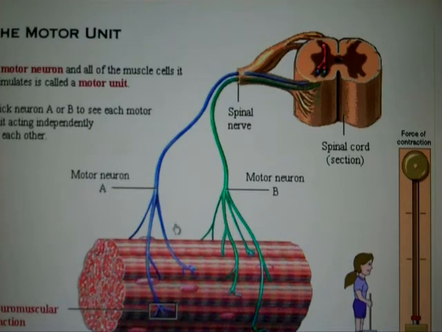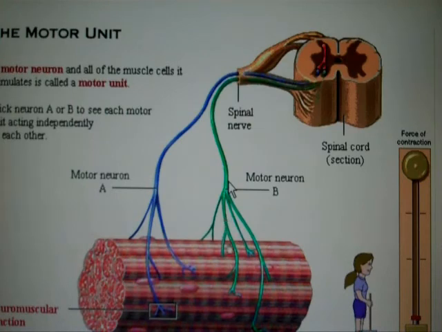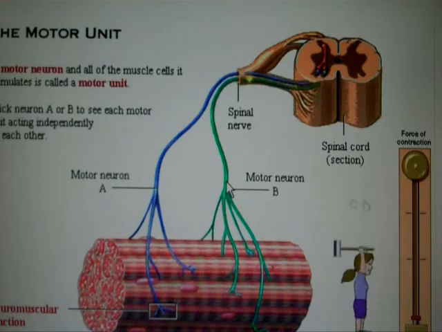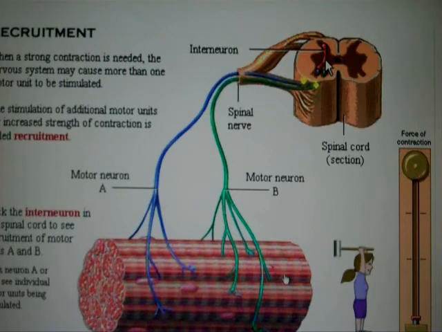Alright, so watch what happens. When we only recruit a small number of motor units, she's only going to exert a small amount of force. When we recruit more motor units, then it's going to exert more force. When she recruits a maximum number of motor units, hopefully she'll be able to ring the bell.